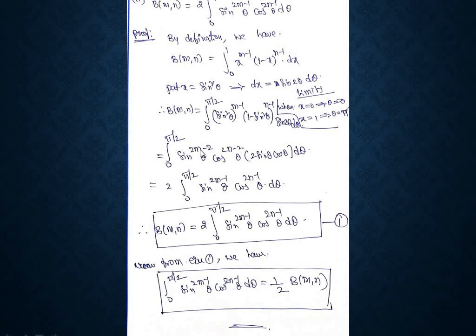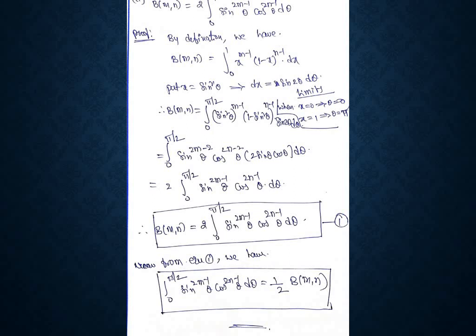So here sine power 1, 2m minus 2 plus 1 means 2m minus 1 theta. Similarly cos power 2n minus 2, here cos power 1, 2n minus 1 theta d theta. So easily we can prove that beta of m comma n is equal to 2 into integral 0 to pi by 2 sine power 2m minus 1 theta cos power 2n minus 1 theta d theta. So this is the second property of the beta function.